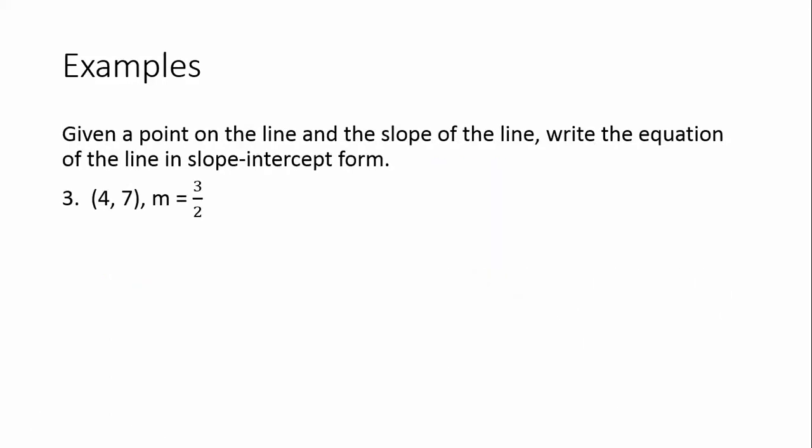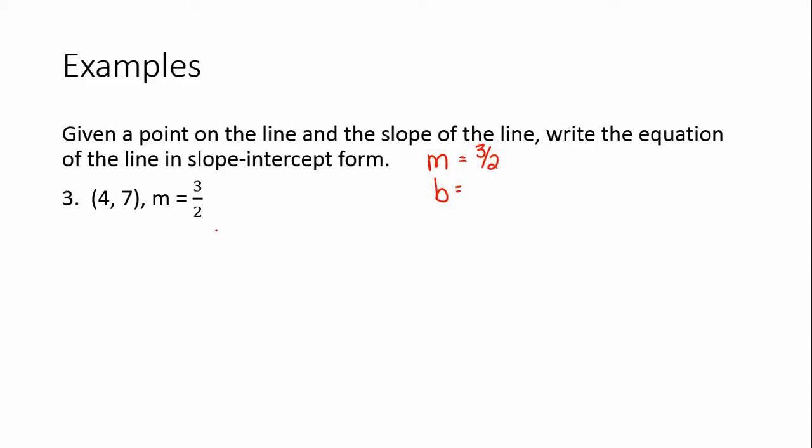So now let's look at an equation where we're given a point that's on our line, and we're also given the slope of the line. And we need to write the equation in slope-intercept form. Remember, to write an equation in slope-intercept form, you need two things. You need slope, and you need b, which is the y-intercept. So we're given slope, it's 3 over 2. We're not given the b.